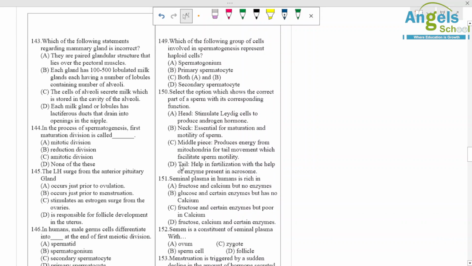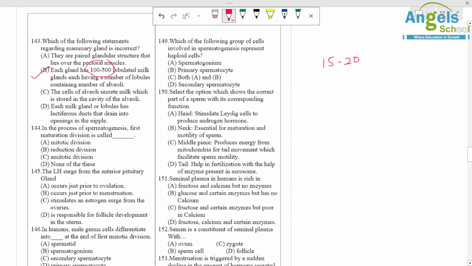Which of the following statements regarding the mammary gland is incorrect? Option A, they are paired glandular structures that lie under the pectoral muscles. So it is correct. Each gland has 100 to 500 lobules of milk glands, which is incorrect. Only 15 to 20 lobes are present, so this statement is incorrect, and it's the correct answer.